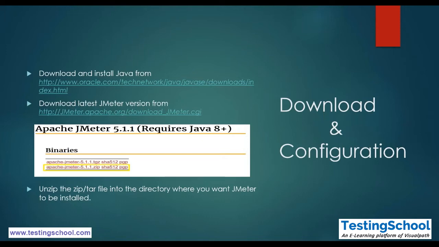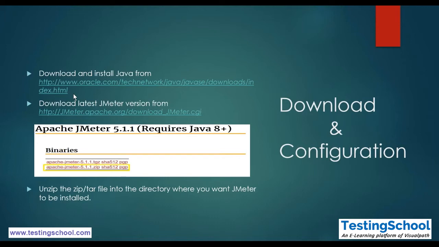Now coming to where we need to download from and how to configure JMeter. The first thing we need for JMeter is the Java Development Kit and JRE. I have mentioned the URL from where you can get the JRE and JDK for your machine. You just have to go to this URL, download the JDK and JRE on your machine, unzip it and place it in your folder.